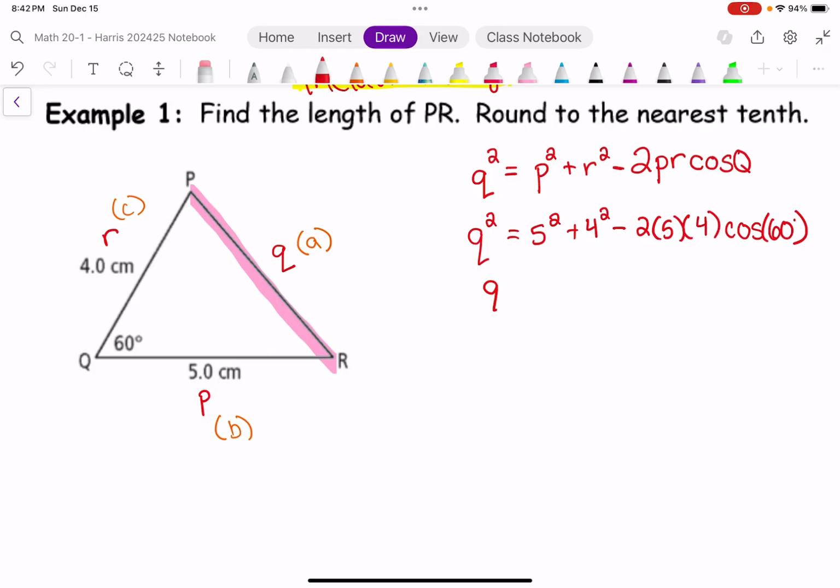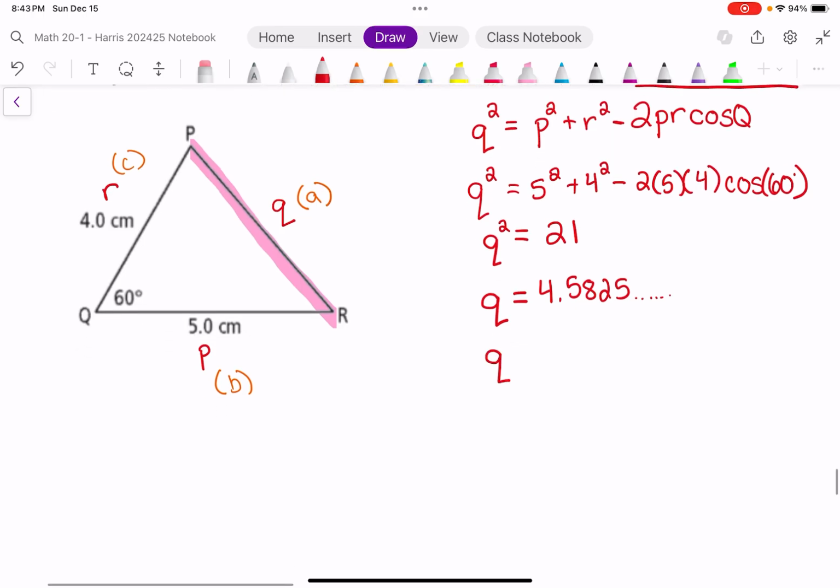Once I type that all in my calculator, I'm going to get that Q squared is equal to 21. I'm not looking for Q squared though, I am looking for Q. So I'm going to square root both sides, and I'm going to get Q is equal to 4.5825, and it's going to keep going. Because this one doesn't say absolute value, it does say to the nearest tenth. So one decimal place, Q is approximately equal to 4.6 centimeters.